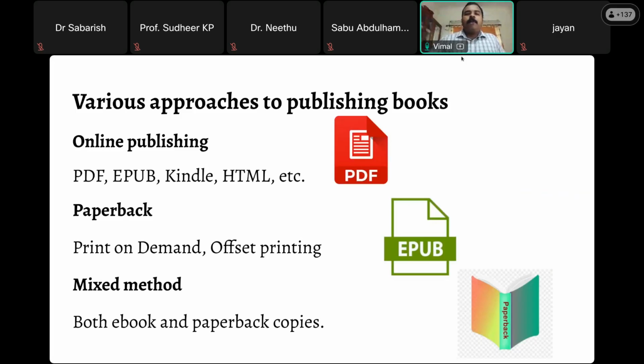See, there are various approaches to publishing books. Now we can publish books in online mode in various formats like PDF and EPUB. EPUB is an open standard for ebooks. Kindle has its own proprietary standard for ebooks. We can also publish simply as an HTML web page. Then the same book we can make available in paperback format. We can print it in an offset press, or we can choose print on demand mode. These days, publishers and self-publishing services and platforms make use of print on demand to cut down the cost. And the mixed method is to make the same book available in both ebook format and paperback editions.